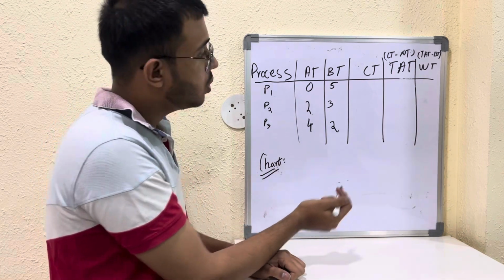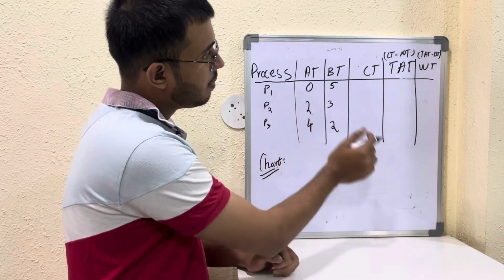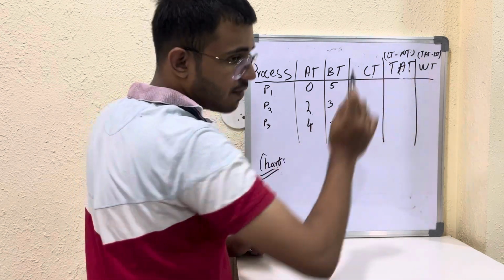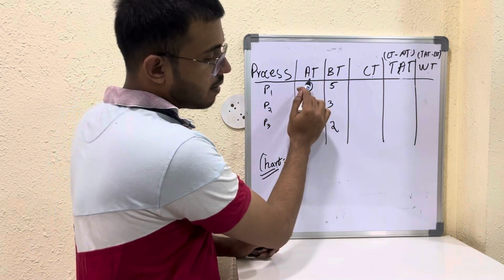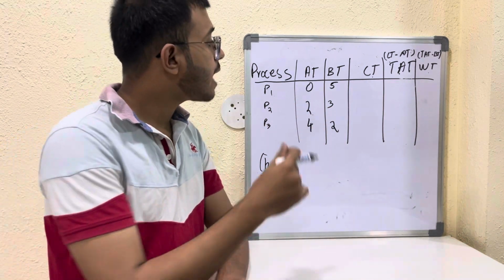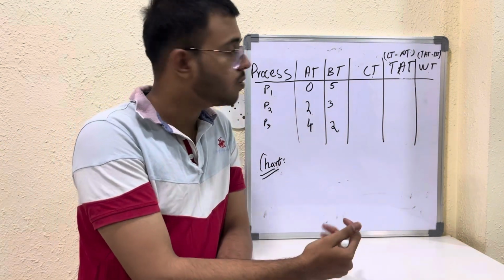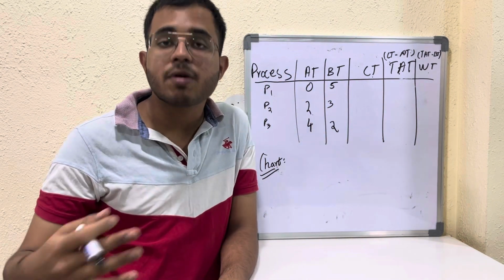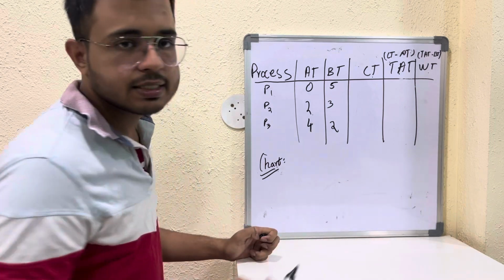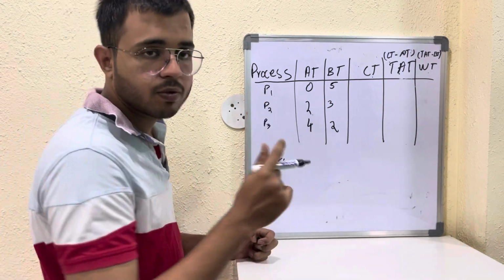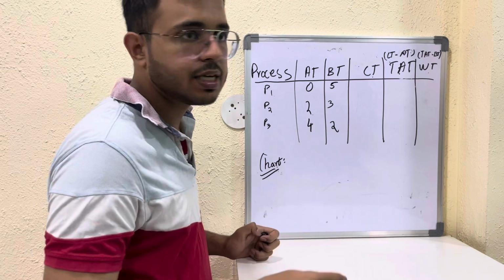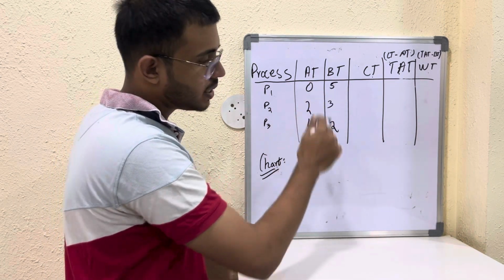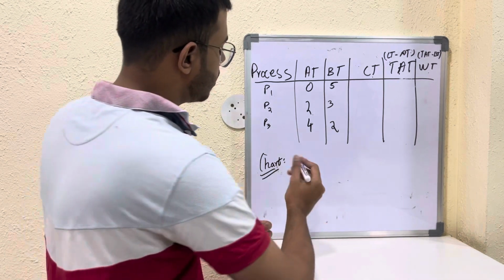In the question, you will be given the arrival time and the burst time, and you will have to calculate the completion time, turnaround time, and waiting time. So what is arrival time? Arrival time is the time at which the process enters the CPU. And what is burst time? Burst time is how much time it takes to complete the process. As it is non-preemptive, the processes will complete one by one according to arrival times. The lower arrival time gets executed first.